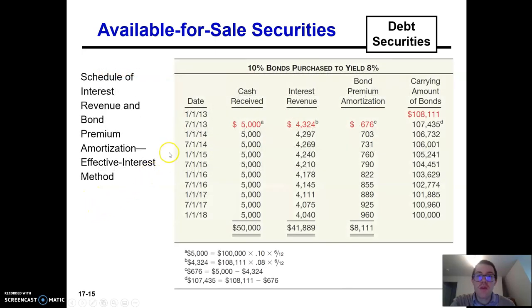Okay, and we would make an amortization schedule the same as if it was held to maturity. You still amortize premiums and discounts, and the schedule would look like this. And again, that's because the effective rate, the yield, is 8%, so your interest revenue is based on that yield, 8% times the carrying value times half a year for each row, because this is every 6 months. They're semi-annual bonds.